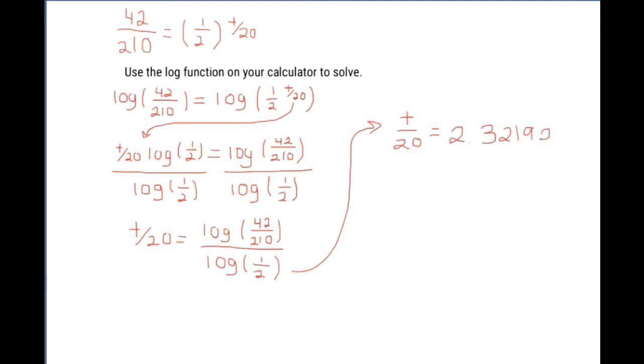Therefore, when evaluated, t over 20 equals 2.32192. To solve for t, or the number of years, we must multiply both sides by the denominator, or 20, to get a final rounded answer of 46.4 years.